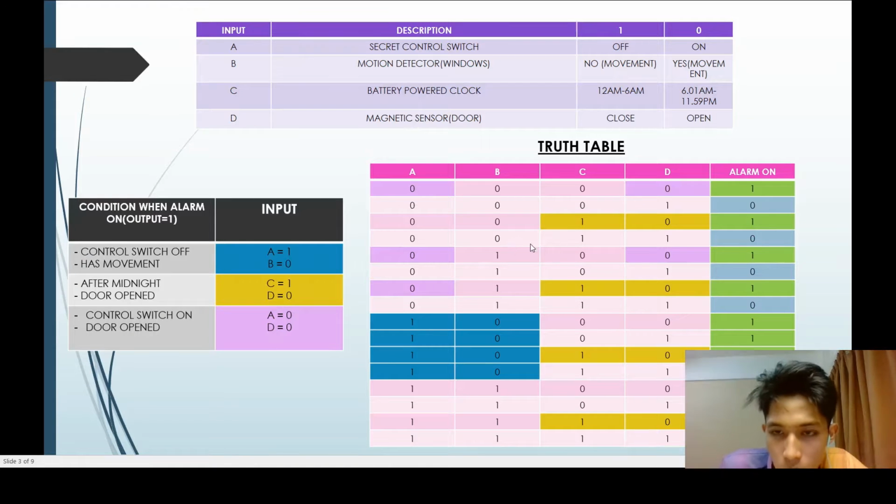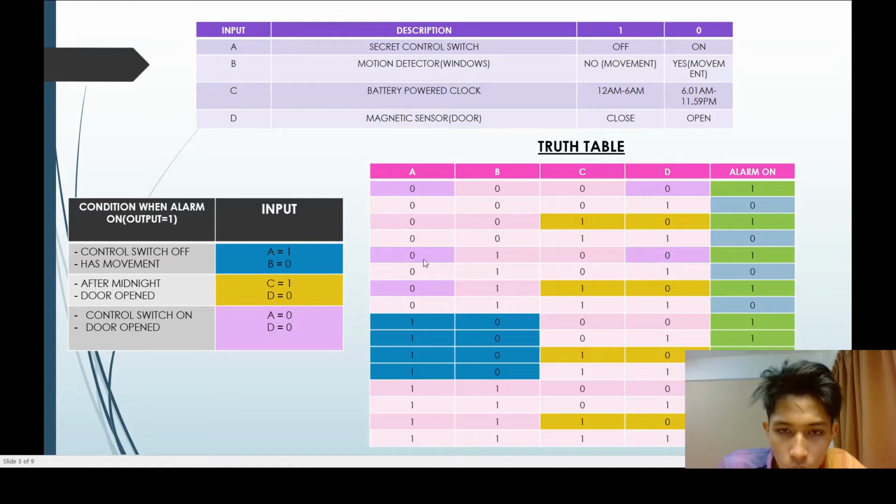From the truth table we need to find which rows have A 0 and D 0. So it refers to the purple one. The first one we can see A 0, D 0, and the output will be 1. The second one is this part, A 0, D 0, and the output is 1. The last one is this one, A 0 and D 0, so this one is 1.